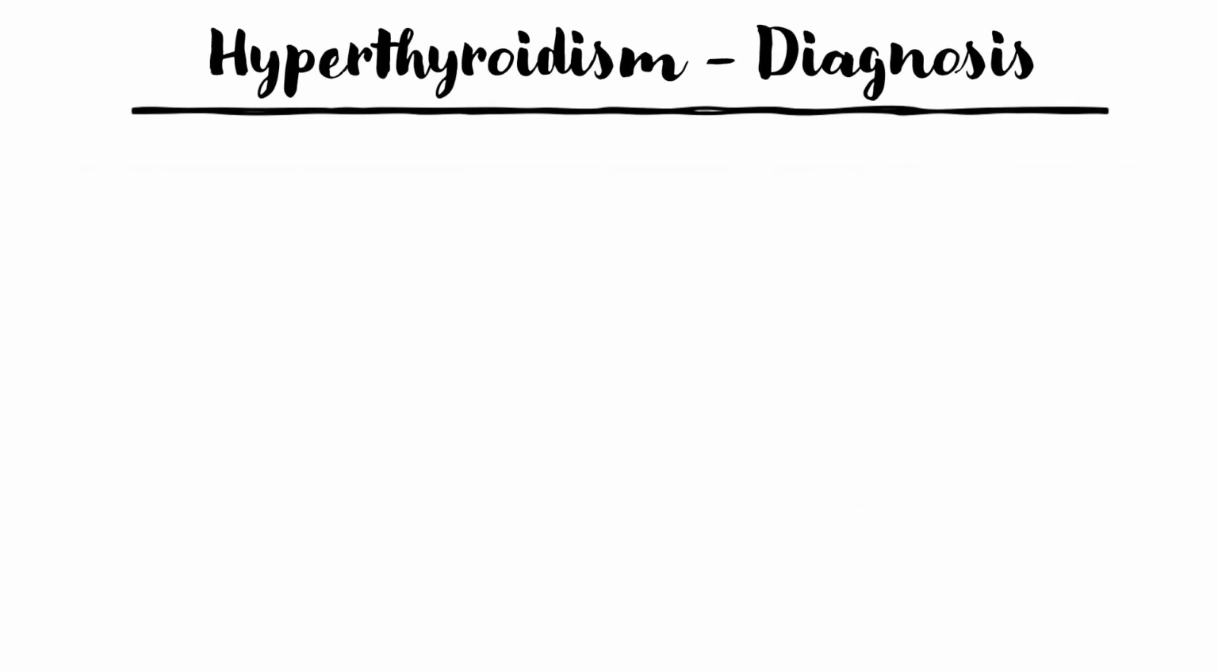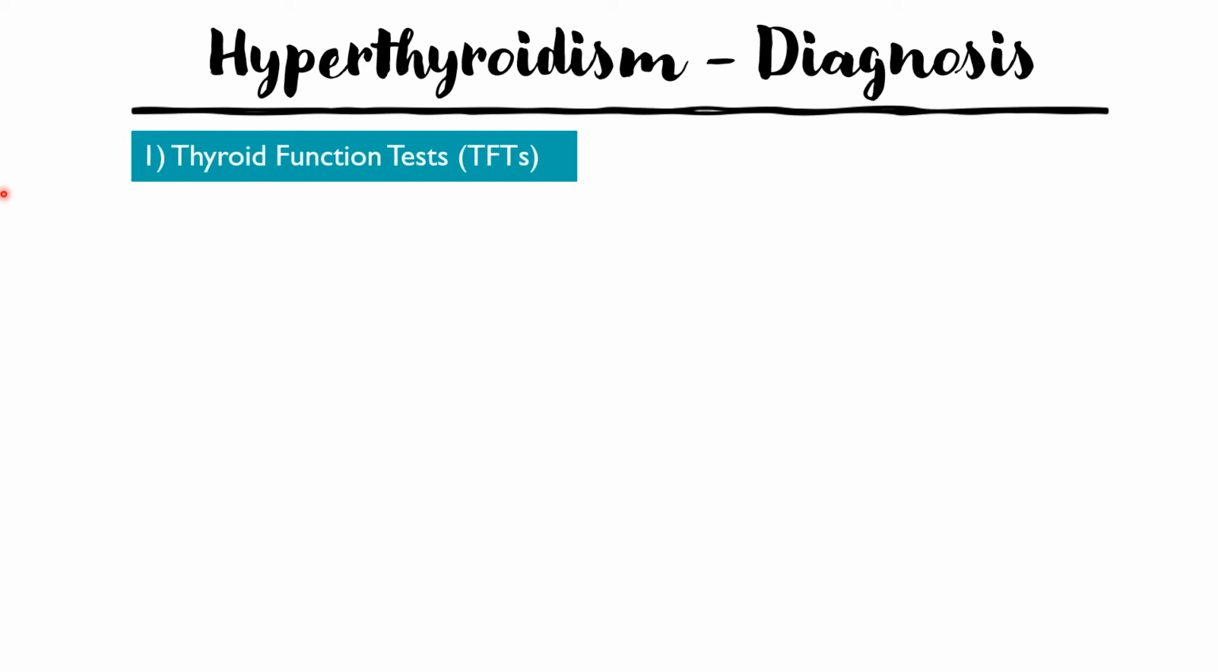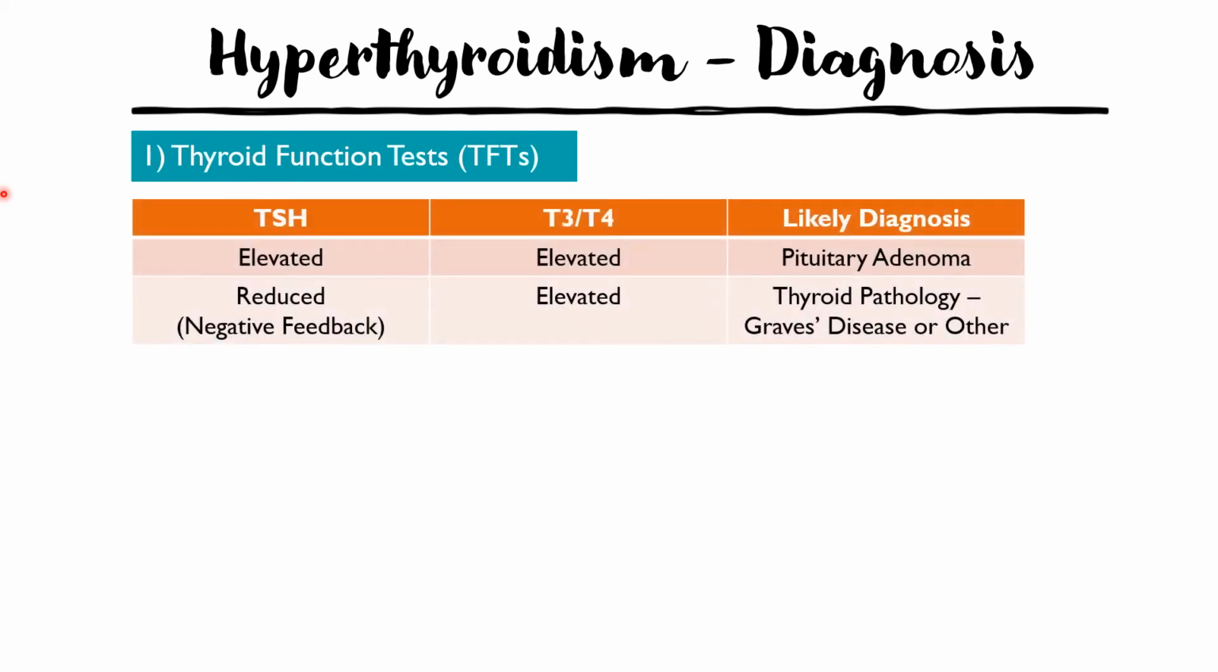So now that you observed the signs and symptoms of hyperthyroidism, how do you go about diagnosing it? Well, the best place to begin is by conducting thyroid function tests. And the way these work is that you measure the levels of TSH and T3 or T4. And basically, if your levels of TSH are elevated and your levels of T3 and T4 are elevated, it suggests that there's probably a problem higher up on the axis. In other words, from the anterior pituitary gland or the hypothalamus.